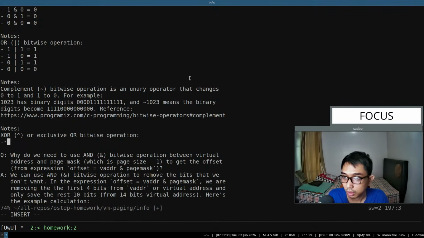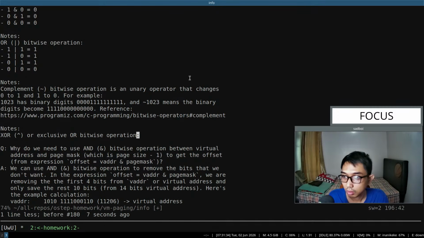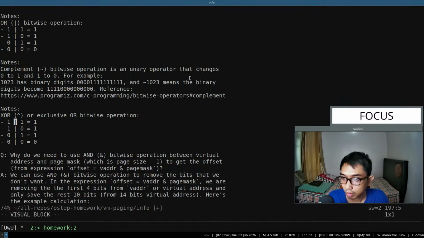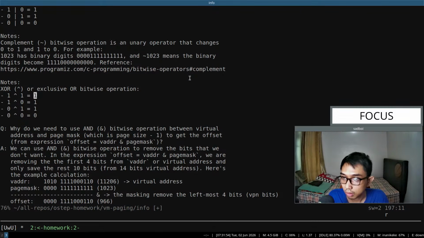Maybe something like this. Yeah, let me copy this. Okay. Yeah. This one is 0. This one is 1. This one is 1. Okay, and this one is 0.